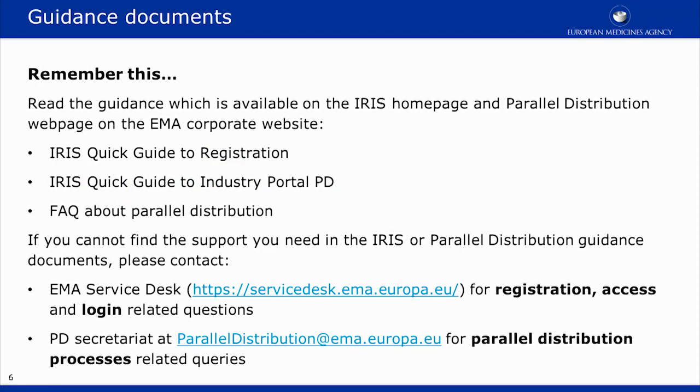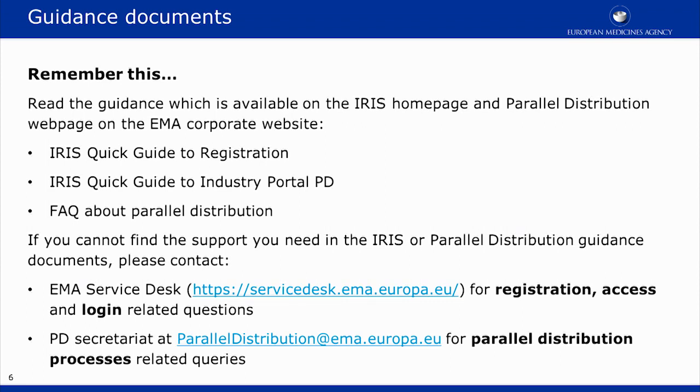So you will find the step-by-step instructions on the procedures that Liv was just talking about in the IRIS Quick Guide to Industry Portal Parallel Distribution. Anything that relates to the registration process to IRIS can be found in the IRIS Quick Guide to Registration. And any other parallel distribution processes related queries can be found in the frequently asked questions part on the parallel distribution webpage.